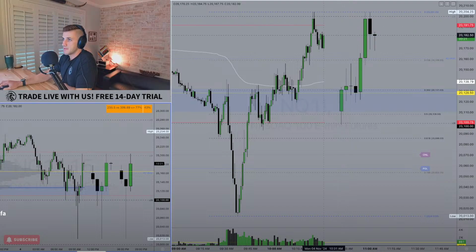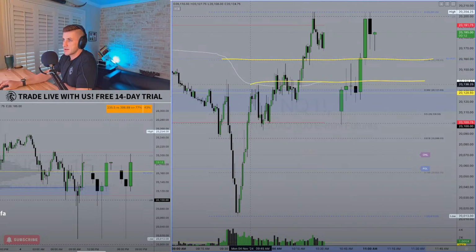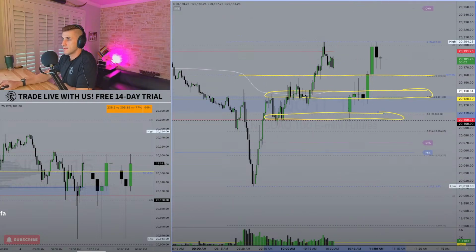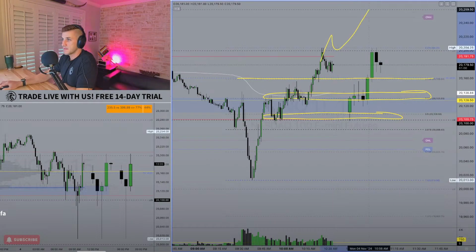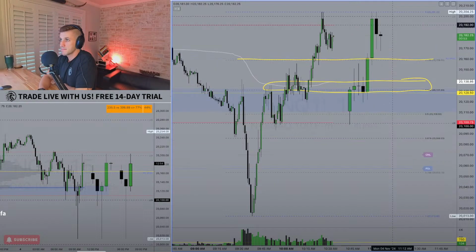Looks like buyers front running that area just a bit. I'm looking for this, potentially this area, maybe even down here, and or something like this. Till then, just pretty much sitting.